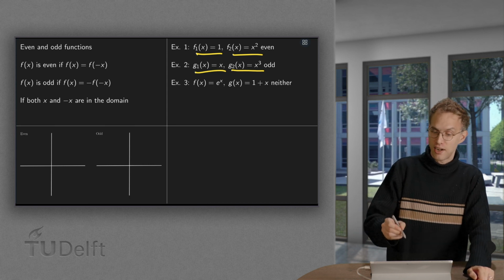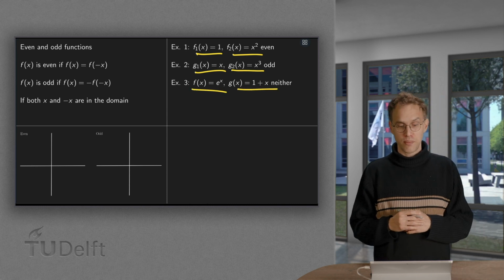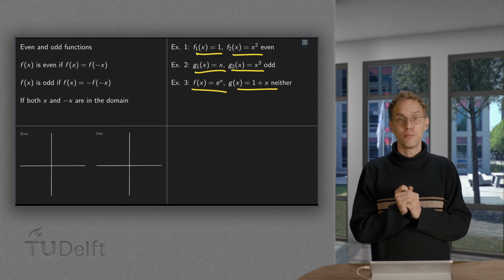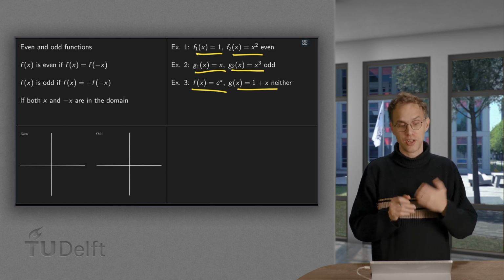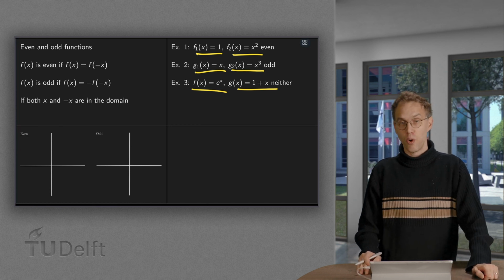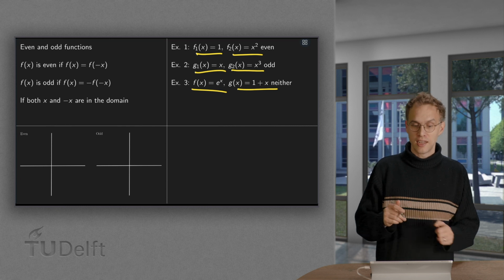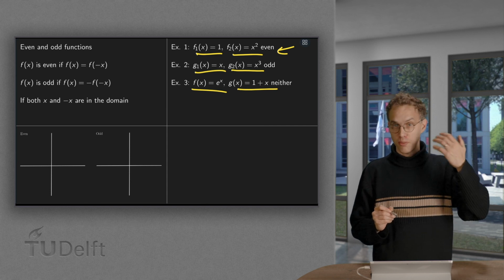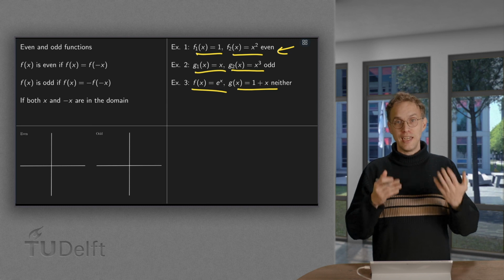And some functions are neither, for example, e to the power x or 1 plus x. Take for example f of minus x, then you get e to the power minus x. But e to the power minus x is in general not equal to e to the power x. And e to the power minus x is also not equal to minus e to the power x. So f of x is neither even nor odd. Now you recognize already, like here we have x to the power 0, x to the power 2, x to the power 4, or x to the power 6. So x to some even power is an even function.